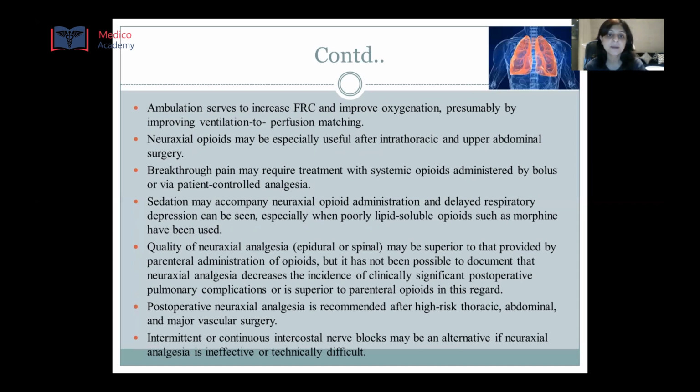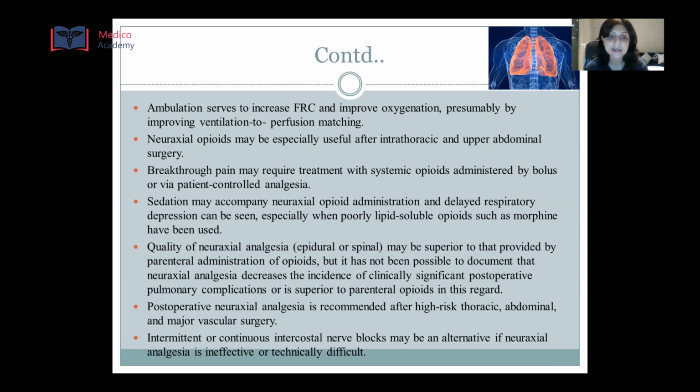Breakthrough pain might require treatment with systemic opioids administered by bolus or patient-controlled analgesia. Sedation may accompany the neuraxial opioid administration, and delayed respiratory depression can be seen, especially when we are using poorly lipid-soluble opioids like morphine. So the patient has to be continuously monitored.